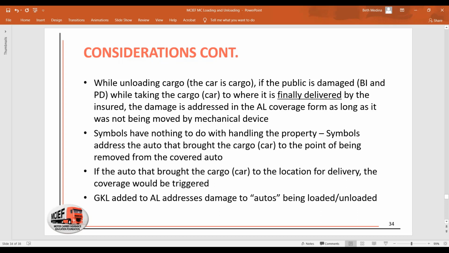Symbols have nothing to do with handling the property. Symbols address the auto that brought the car to the point of being removed from the covered auto, not what's being unloaded. If the auto that brought the car to the location for delivery, the coverage would then be triggered by the symbol. Garage keepers added to the auto liability, damage to the cargo would cover the loading and unloading. If the cargo form, it does not.